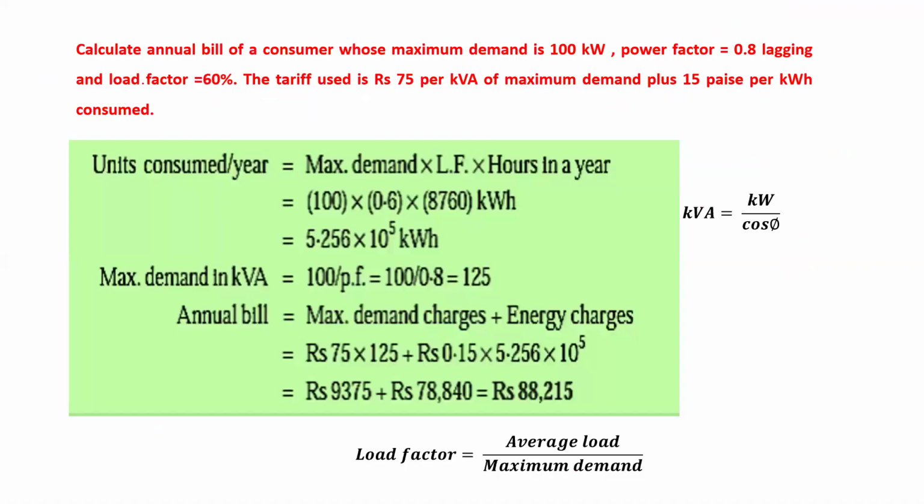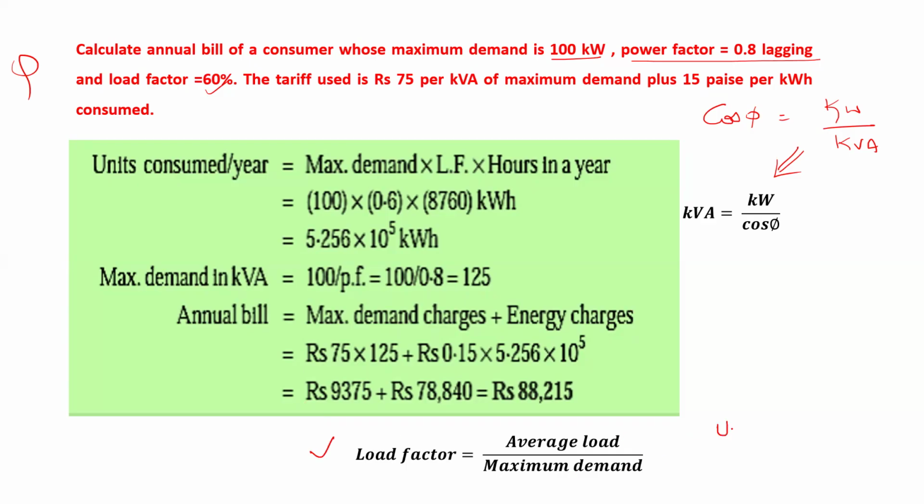That's the final one. Calculate the annual bill of a consumer whose maximum demand is 100 kilowatts, power factor of 0.8 lagging, and a load factor of 60%. The tariff used is 75 per kVA of maximum demand plus 15 paise per kilowatt hour. Just remember one formula: cos phi is kilowatt by kVA. From that, kVA is kW by cos phi.